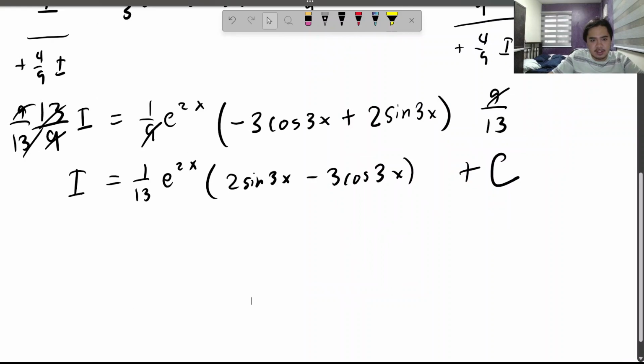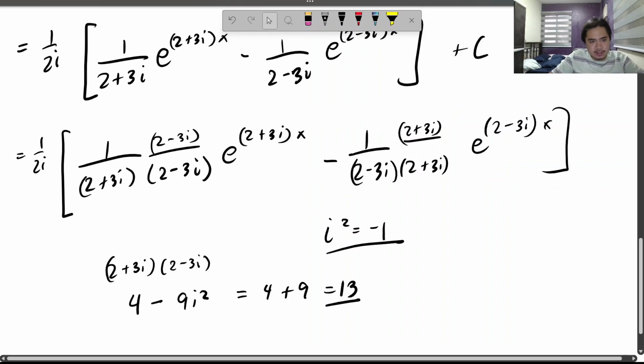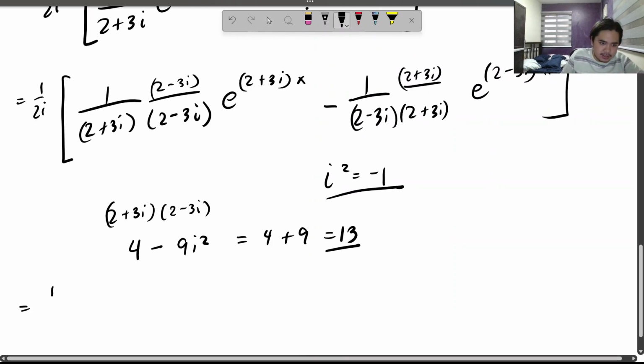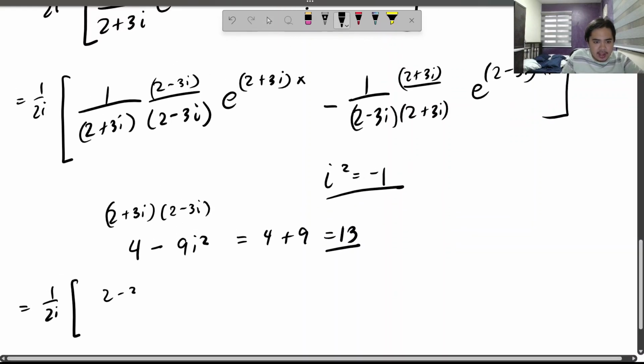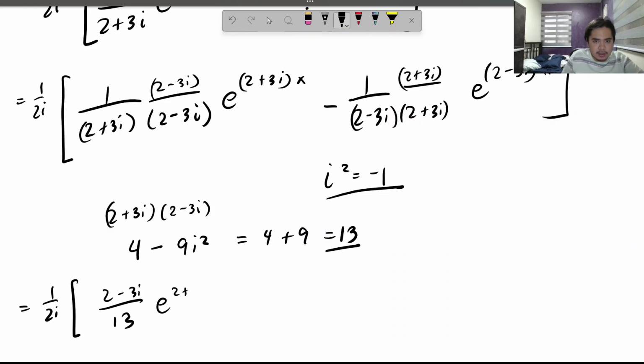So let's go back here. Look at that. There's 13 here. So this is a good place to start. There's 13 in the denominator. So that's good. 1 over 2i again here. So let's just put that on the side. And then 2 minus 3i over 13. Then e to the (2 plus 3i) to the power x, minus this, 2 plus 3i over 13 again, since this and that are the same, e to the (2 minus 3i) times x.